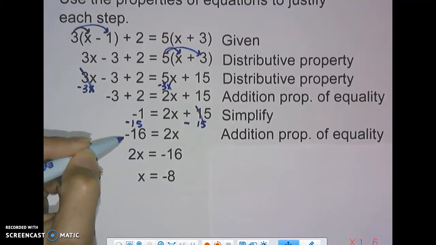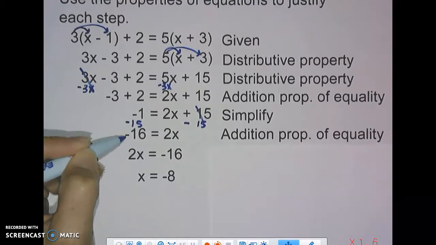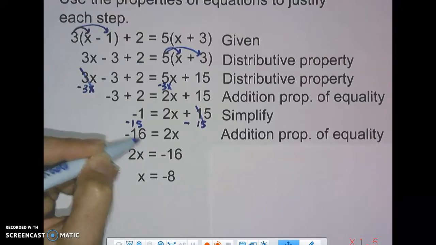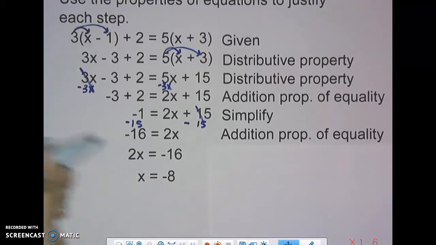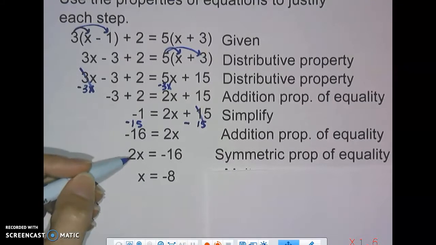All right, negative 16 equals 2x to 2x equals negative 16. What happened there? Well, they just switched sides with each other. When we switch sides, that's the symmetric property of equality. So there's our property. Okay, symmetric property.